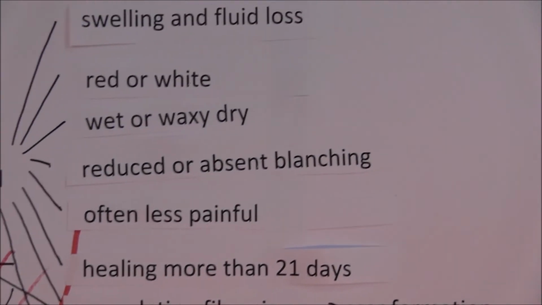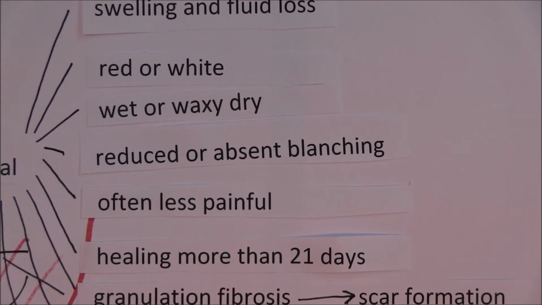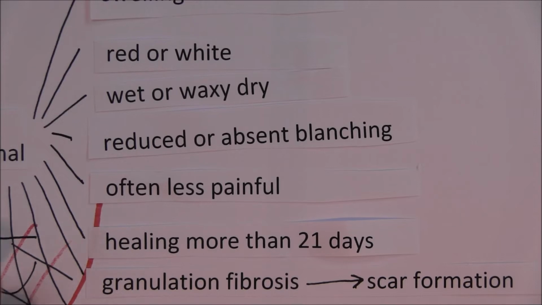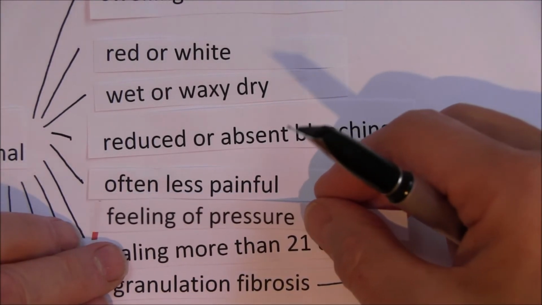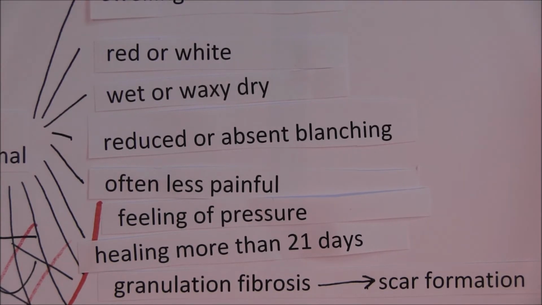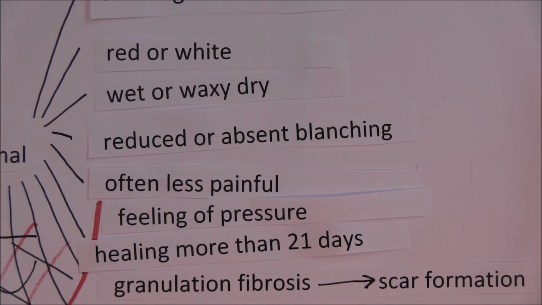So, swelling and fluid loss, red or white, sometimes wet, but can be a dry, waxy appearance, reduced or absent blanching, often less painful, feeling of pressure, very often because of the preserved pressure receptors deeper down in the skin when the dermal nociceptors have been burnt away.